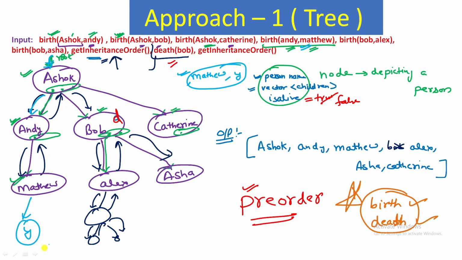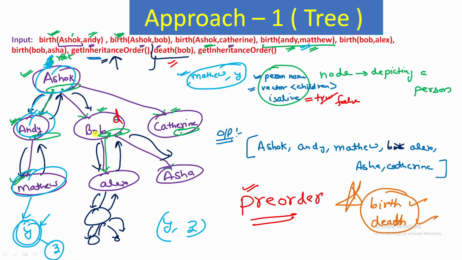In the same way, if another birth came, where Y is the parent and let's say Z is the child, I have to start the search again from the starting. So here search, then again search this, and then search this. I have got the parent. Now add Z. So again and again I am starting from the root node to search for the parent, and only then I am adding. So this searching is taking time.